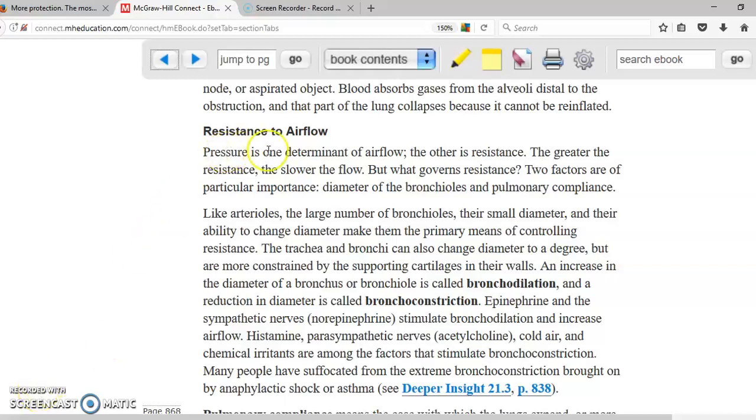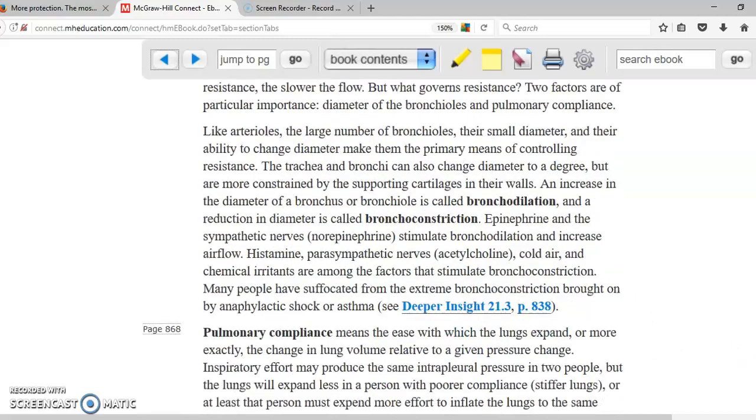Okay, the next topic is resistance to airflow. If the bronchiole dilates, becomes larger, that's bronchodilation. If the bronchiole constricts, that's bronchoconstriction. If the bronchiole dilates, there's going to be more space, so more air goes in. If the bronchiole constricts, less air goes in, so that determines the resistance to airflow. There's going to be more resistance if you have bronchoconstriction.